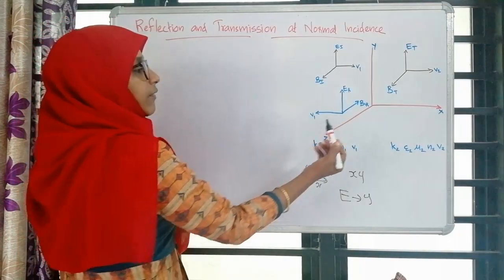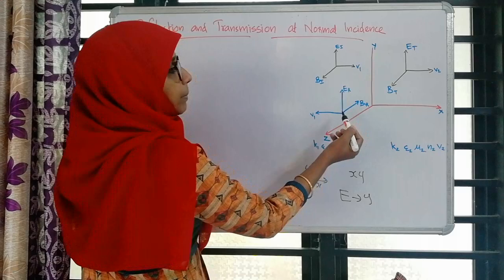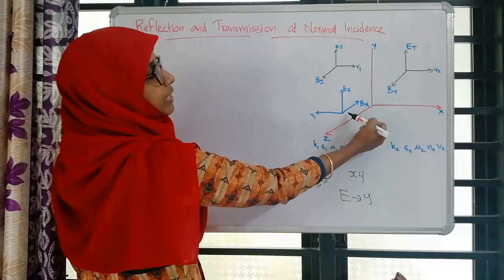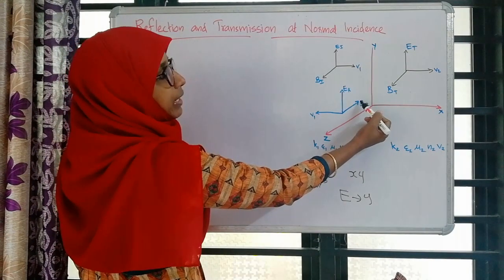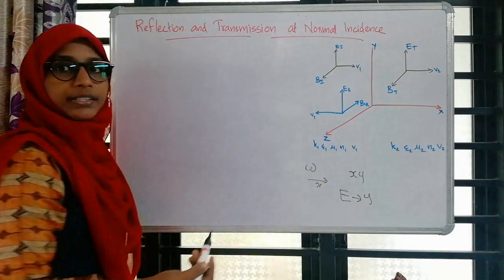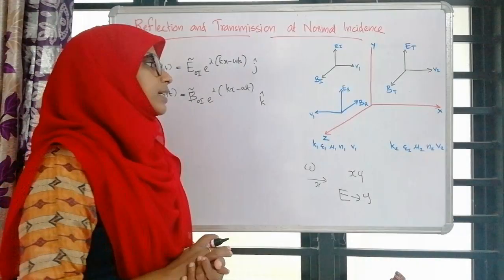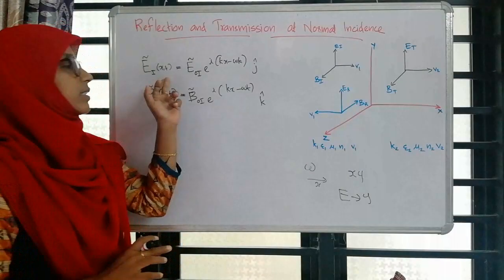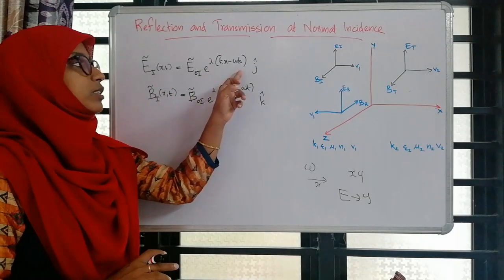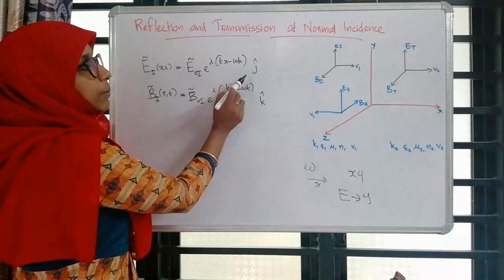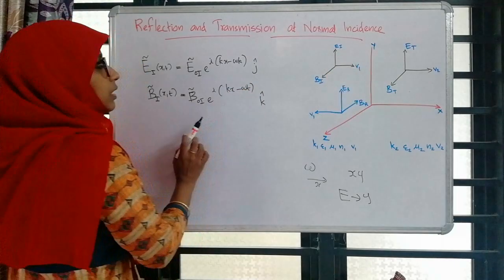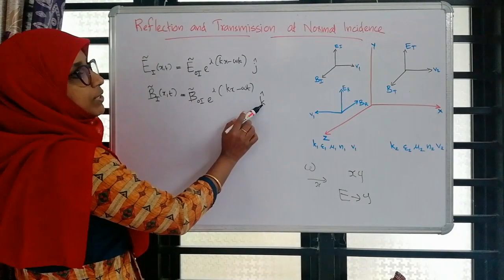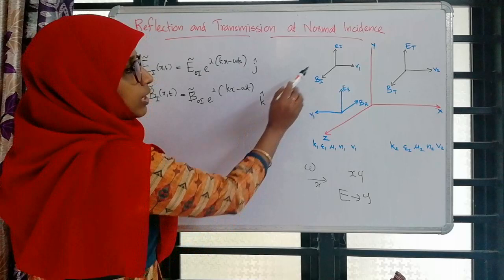And consider one thing: when the wave is reflecting, it will be passing in the negative x direction. To indicate that, the reflected wave's magnetic direction will be in the negative z direction. So, we can write the field representation of the electric and magnetic fields as Ei of x,t equal to E0I e raised to i(kx minus omega t) unit vector j to represent the polarization along the y direction. And Bi of x,t equal to B0I e raised to i(kx minus omega t) unit vector k to represent it is polarized along the z direction.